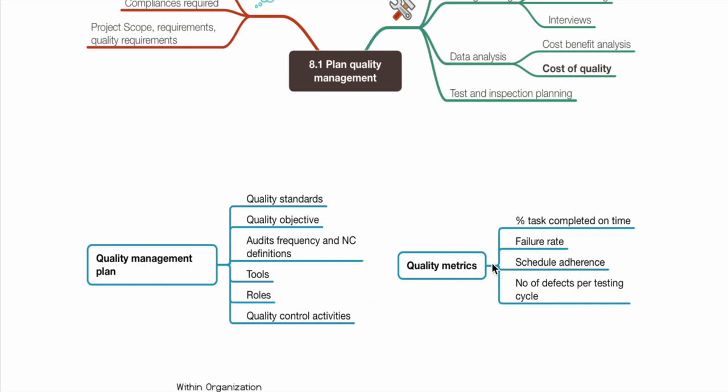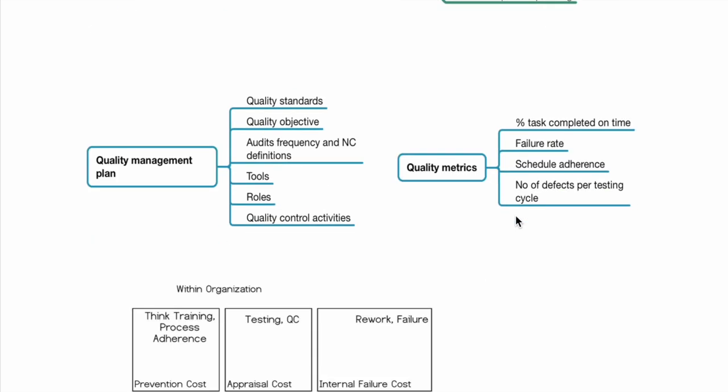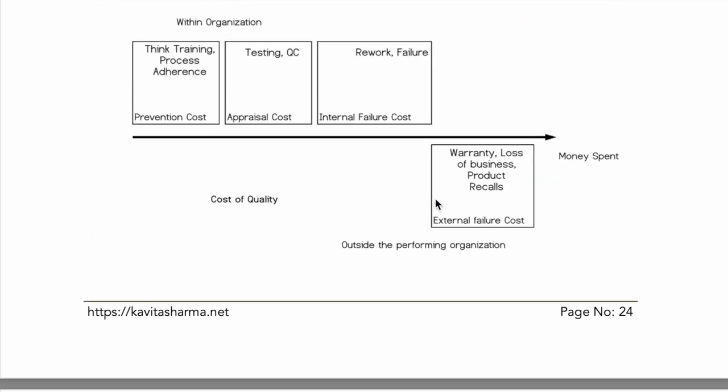Then we write what are the metrics which I'm going to measure. So it could be metrics like failure rate or number of defects. It could be percentage of tasks completed on time. Some organizations might have metrics such as attrition rate, customer satisfaction or employee satisfaction. So we write what it is that we're going to measure.